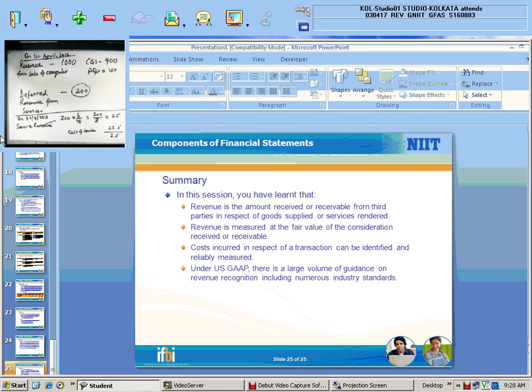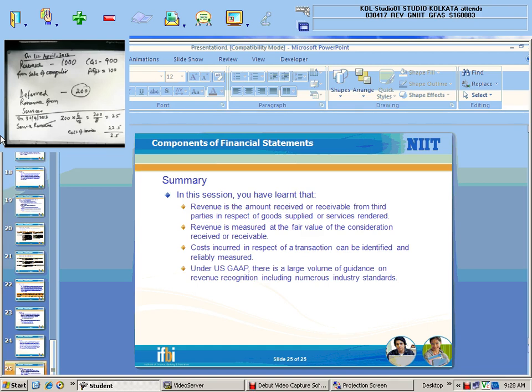I will be continuing till Mr. Mukherjee takes over. So he has not come back yet, as I know he is not available at this moment. So till the time he resumes or he comes back, I will be taking your classes.